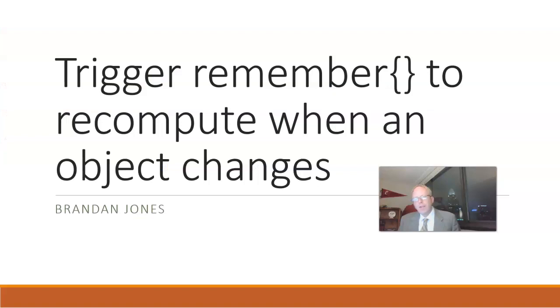So in this video, we've seen how to trigger remember to forget a value and recompute the value when an object changes. I think this is a very useful concept because there are a lot of times when we create a screen and we want to show values from different objects and allow the user to choose different objects and see those details.